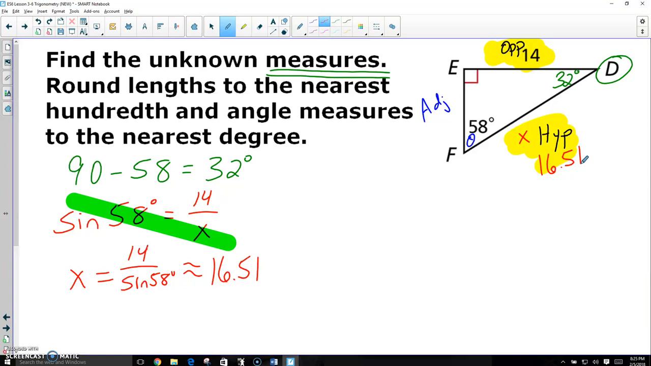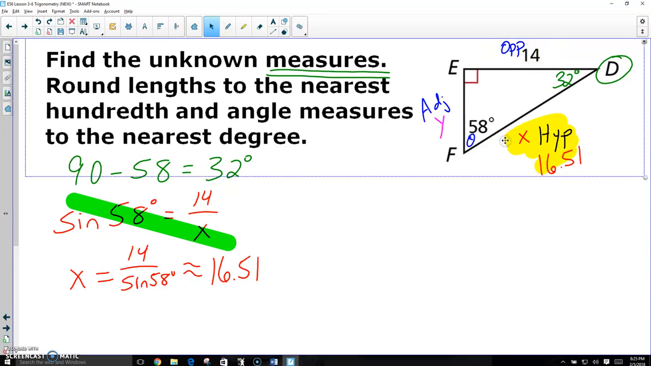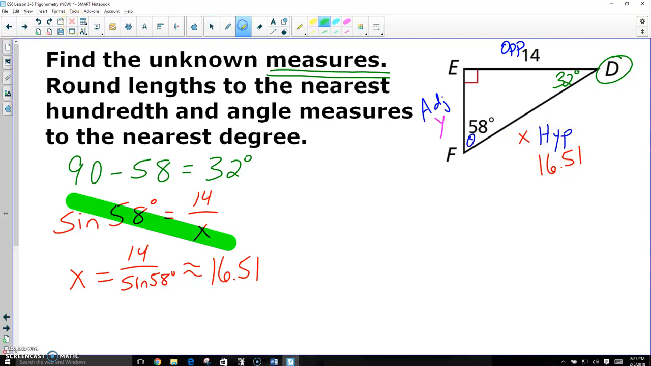Now let's work on our last bit of information. So I need to find the adjacent. I'm just going to put a different variable. I'll put a y there. So now I still know the opposite. I'm going to delete those off of there. I still know the opposite, but now I want to find the adjacent. Opposite and adjacent is tangent.